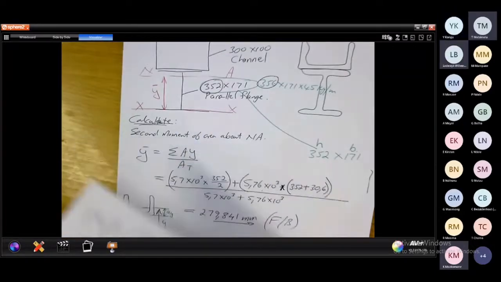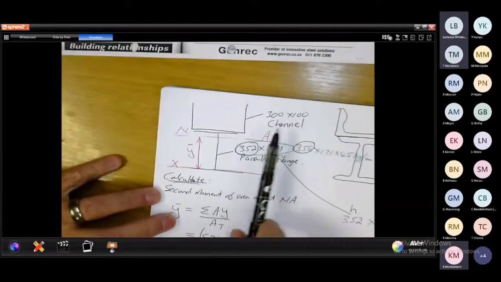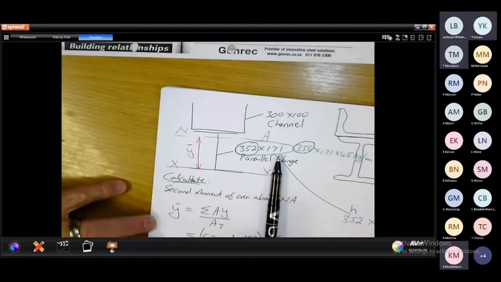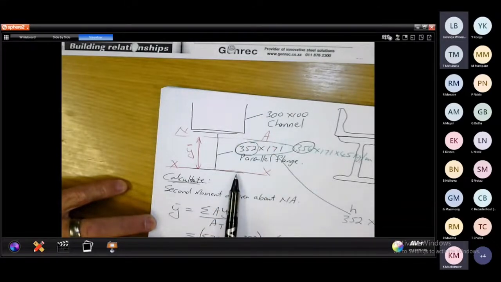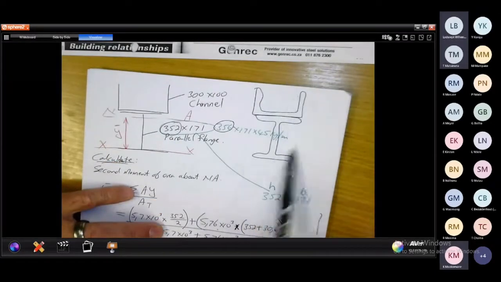At the end of the day, the problem will look like this. He will give you a section, then he will say, this is the question. Automatically, you can work from the top or from the bottom. It doesn't matter. That's why I drew it here also for you.